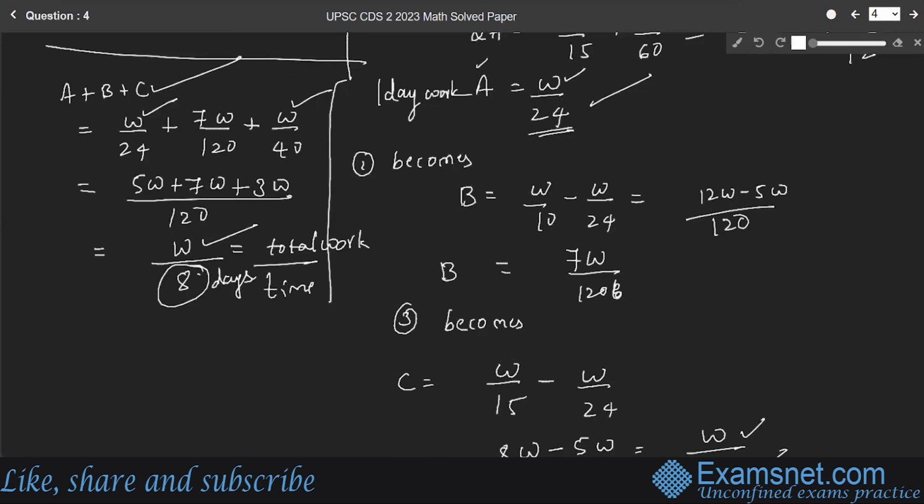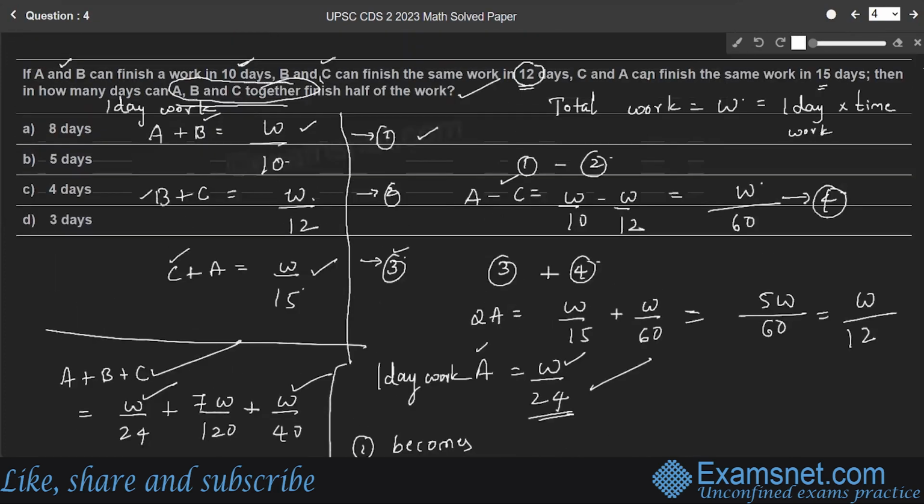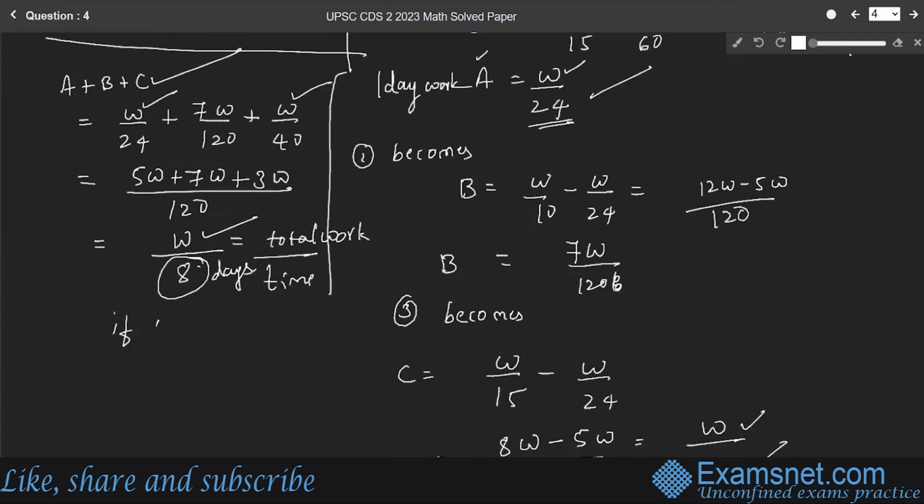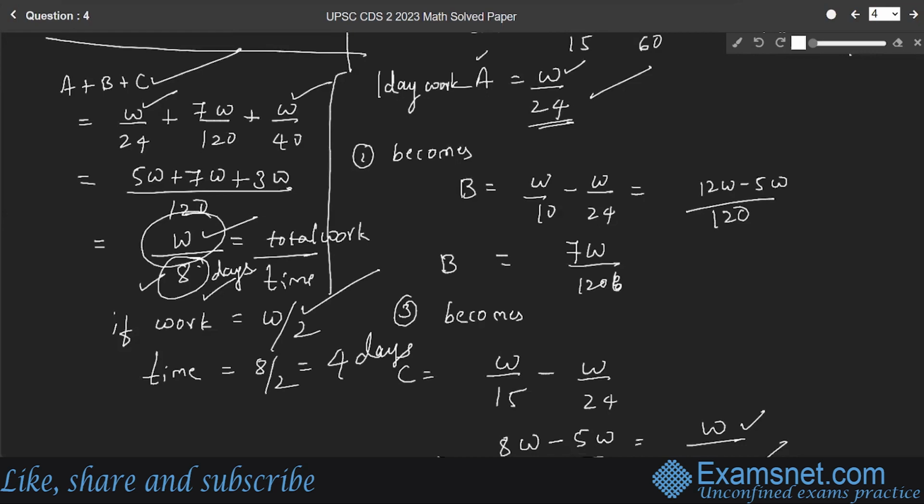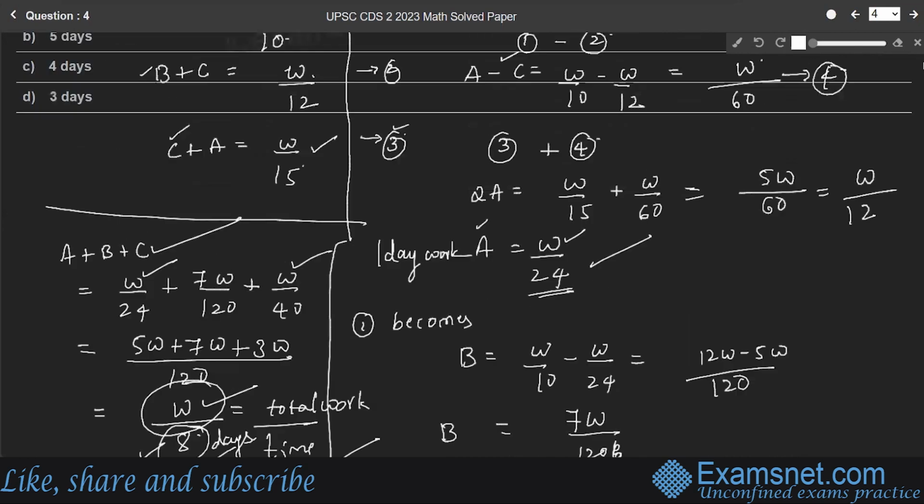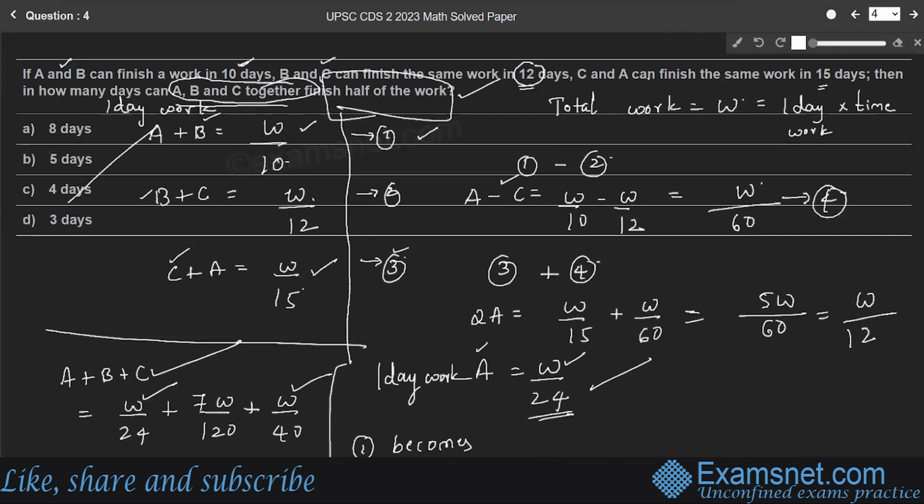Here the question is to find the time taken by them to complete half of the work. If work is W by 2, half of the work, they take half of the time, which is 8 by 2, which is 4 days. To complete the total work, they take 8 days. To complete half of the total work, they take only 4 days. Therefore, option C is the right answer. If A, B, C, three of them start working together, they take 4 days of time to complete half of the work.